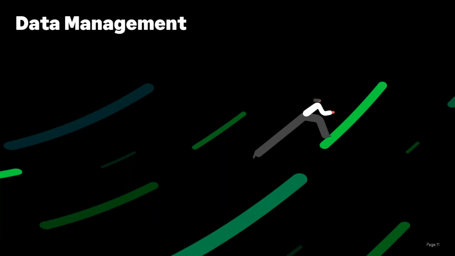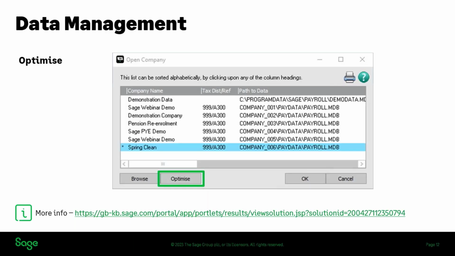So the next thing we're going to cover is data management. This is all about managing your data, keeping it nice and tidy and nice and secure. Now the first thing is optimizing your data. You can see that optimizing your data is an option when you log in to your company. You can see that on the screenshot, that is the login company screen. I will show you it as a demo as well.